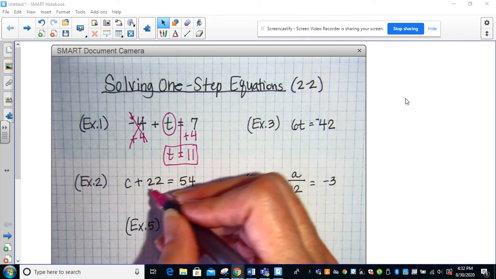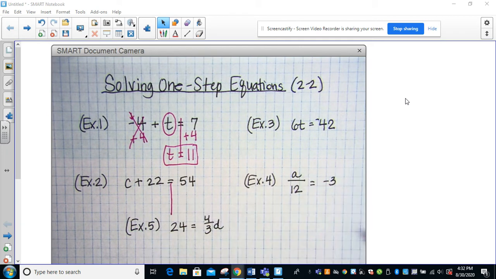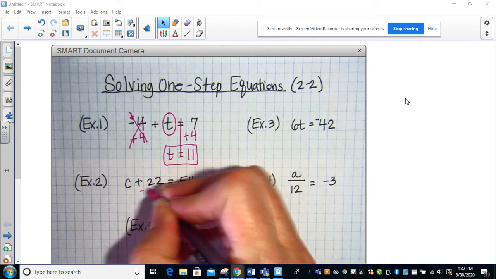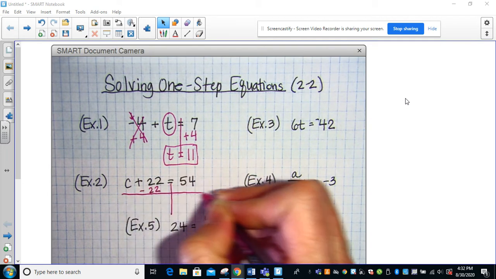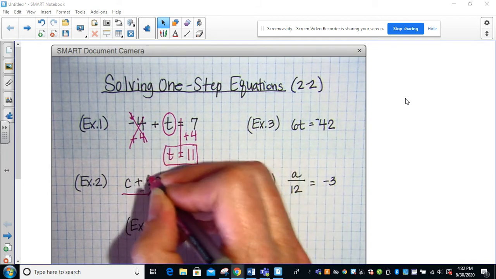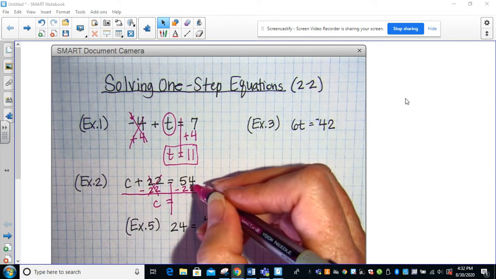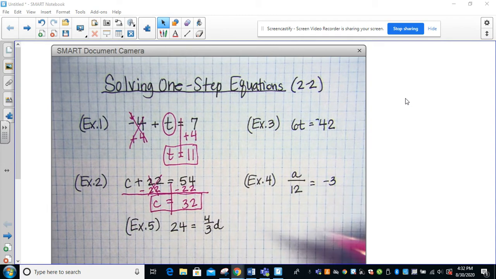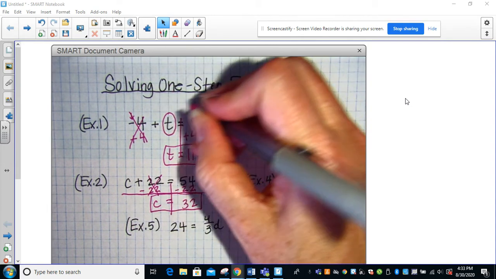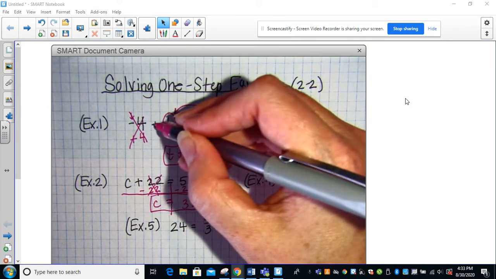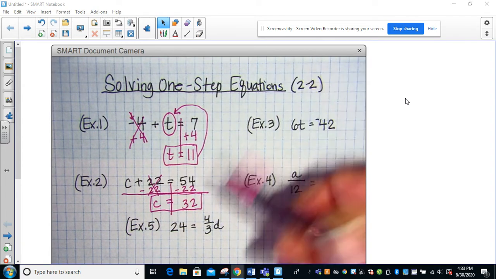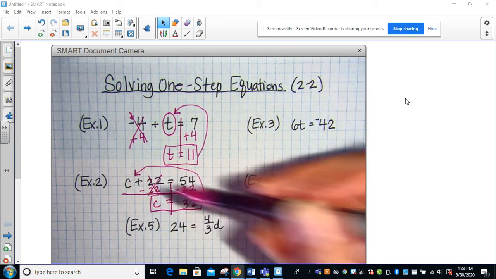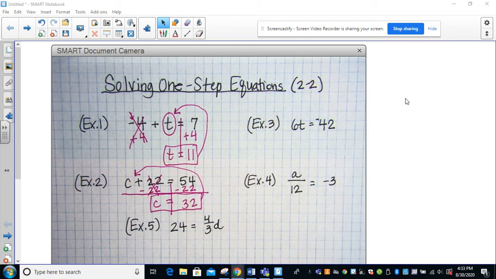Example 2, we are adding 22. So in order to solve that, the inverse operation of adding 22 is to subtract 22 from both sides. That cancels that. And we're left with 32. With these, you can always go back and plug them in. Negative 4 plus 11 should equal 7. Plug in the 32 in for C. 32 plus 22 should give you 54.